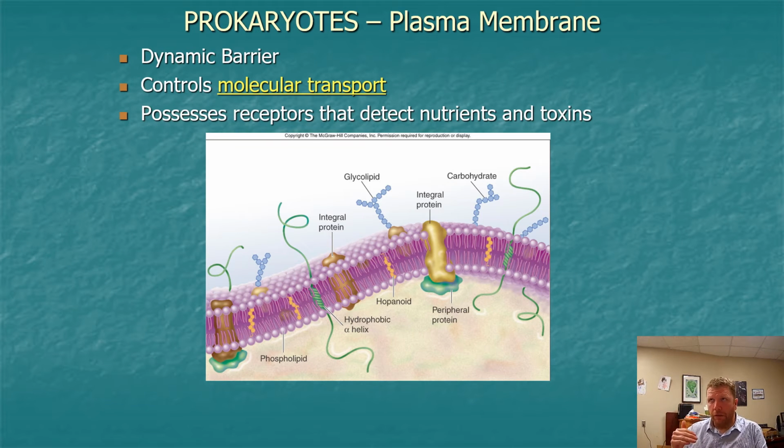So the next layer within, as you peel back the layers of a prokaryotic cell, would be your plasma membrane. Now this is a very dynamic barrier, and it controls molecular transport. It also controls communication with the exterior of the cell. It possesses receptors that are going to detect nutrients as well as toxins. It is a literal barrier, but it's also kind of a communicator, letting what is going on outside be communicated to the inside of the cell.